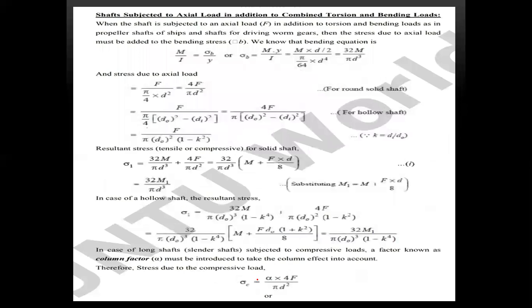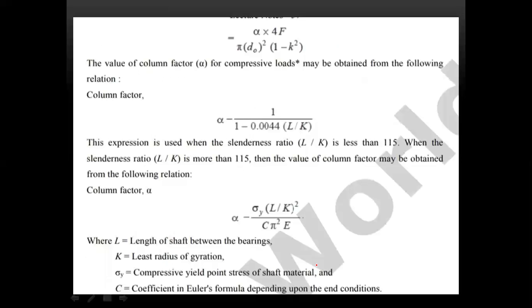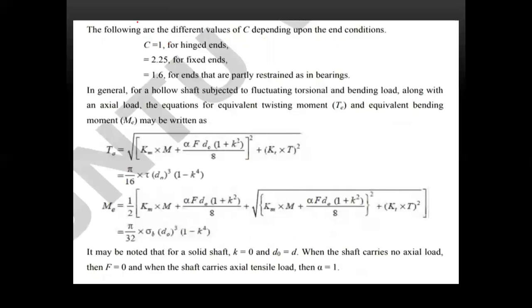figure 50. Next, shaft subjected to axial load in addition to the combined torsional bending moment. So for this, bending moment M by A is equal to sigma B by Y. So stress axial load. So finally we are getting these values, right? Column factor. Column factor C for hinged ends, for fixed ends, and for the ends that are partly resisting. So for this, these are the values.